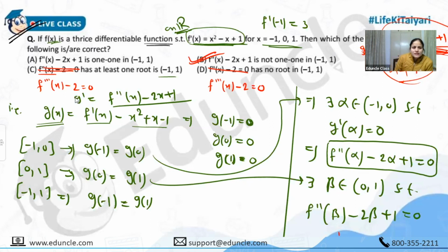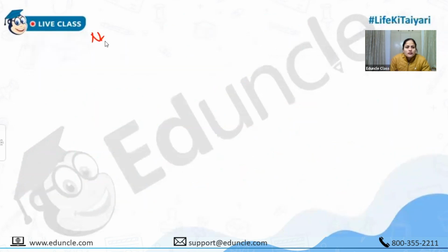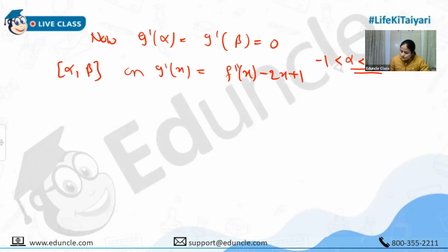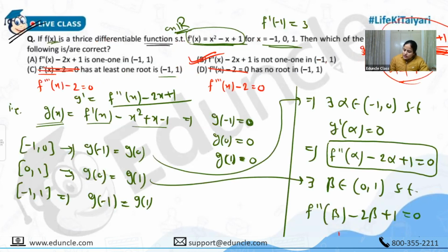Let us now talk about the thrice derivative. Wait a second here. Now we are having g dash at alpha is equal to g dash at beta is equal to 0. Okay. And alpha is less than beta, beta is less than 1, alpha is less than minus 1 or so. So now I can think of Rolle's theorem again in the interval alpha beta on the function g dash x, which is nothing but f double dash x minus twice x plus 1.